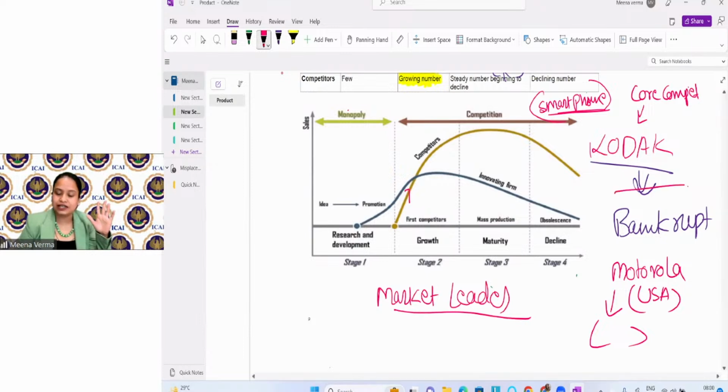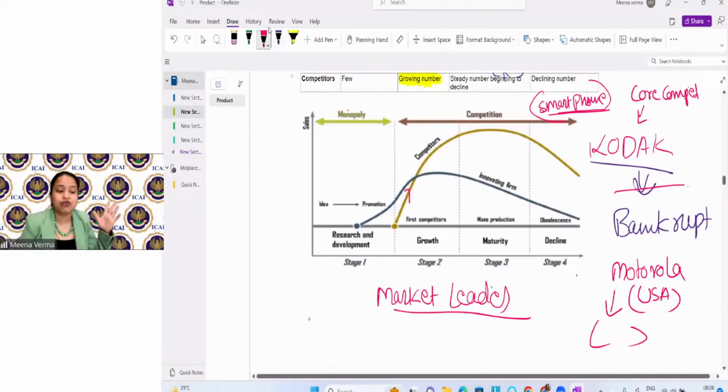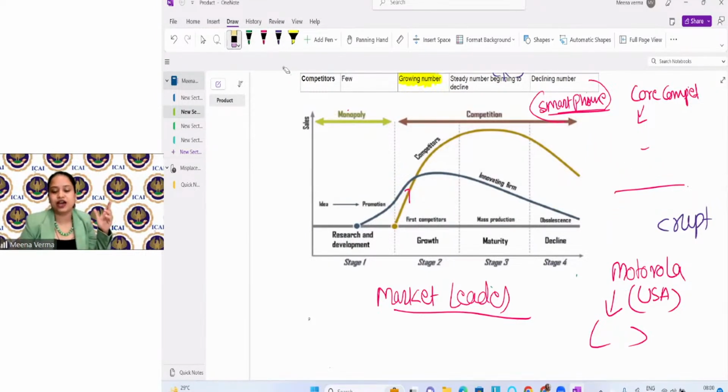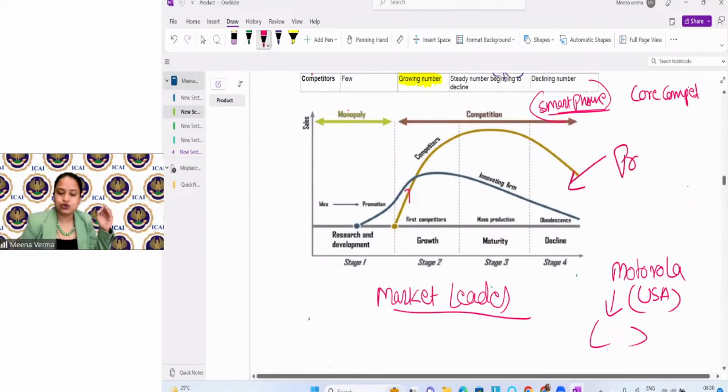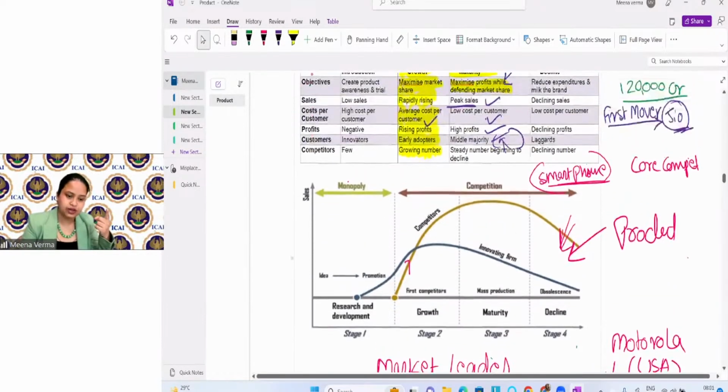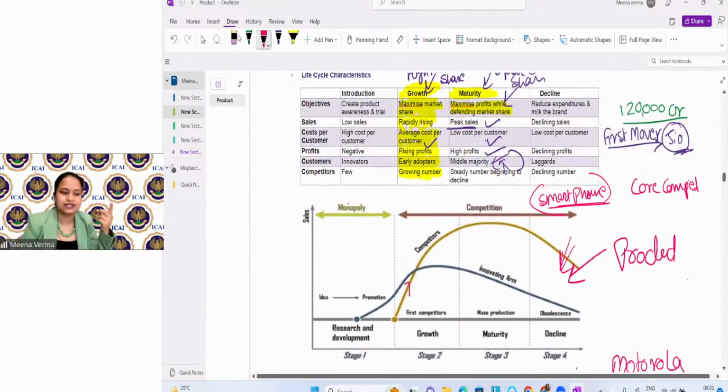Kodak was a market-leading company. Now it is bankrupt. Why? Because obviously they did not have good business strategies. So the point is that if your product is reaching this stage, you should follow such a strategy so that at least your brand survives. When your product is reaching this stage, you should have a good strategy. Okay, so what is the declining stage?